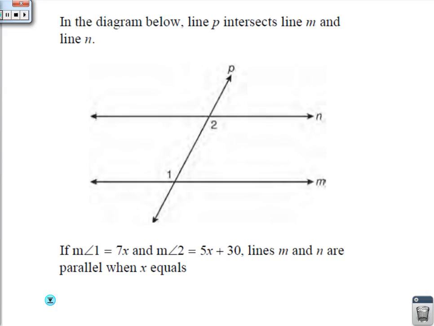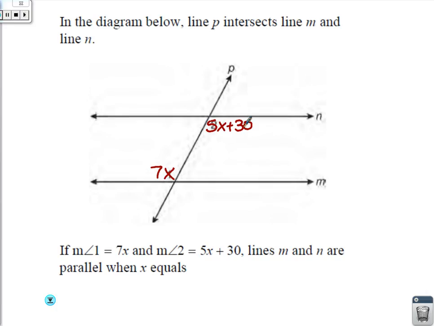In the diagram below, let's talk about parallel lines. Line P intersects line L and line N. The measure of angle 1 is 7x. The measure of angle 2 is 5x plus 30. Before we talk about whether they're congruent or supplementary, when you're dealing with parallel lines and transversals, those angles are either going to be congruent or they're going to be supplementary.